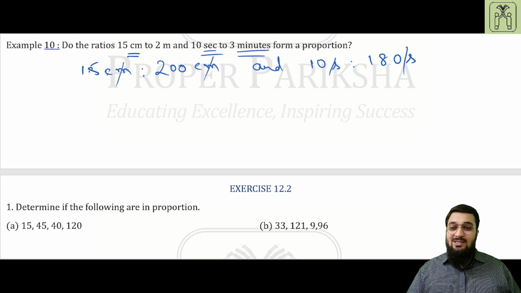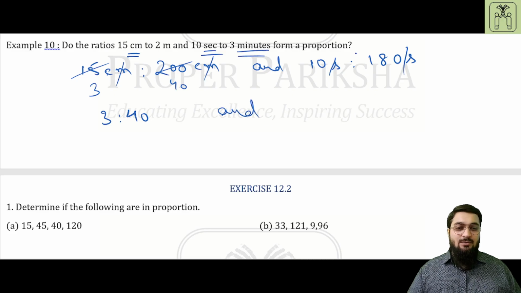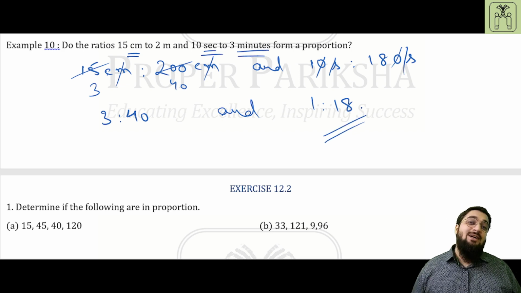After that, we will see that 15 can be simplified by using 5, so this will be 3, and 5 fours are 20, so this will be 3 is to 40. And 10 and 180 will be cancelled out by 10, and this will be 1 is to 18. So looking at the value of the ratios, it is not in proportion.